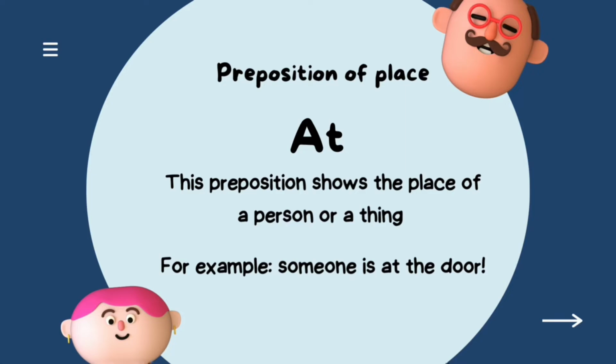For example, if we say someone is at the door, that means we're saying just his place, that someone is standing next to the door. We're just explaining his place.